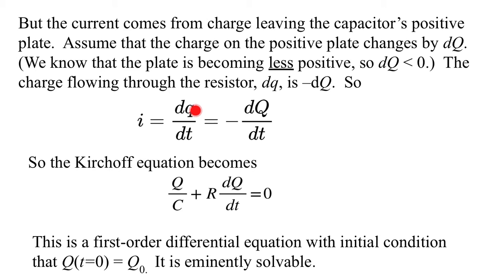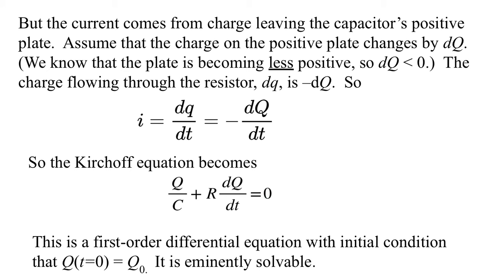So the current, which is dq/dt, ends up being minus dQ/dt. Because remember, again, this is a negative number, so minus this is still the positive we want. So then the Kirchhoff equation becomes Q over C plus R times dQ over dt equals 0.